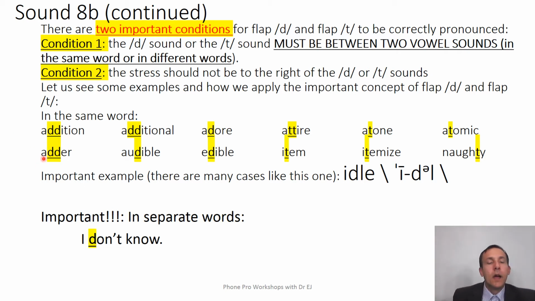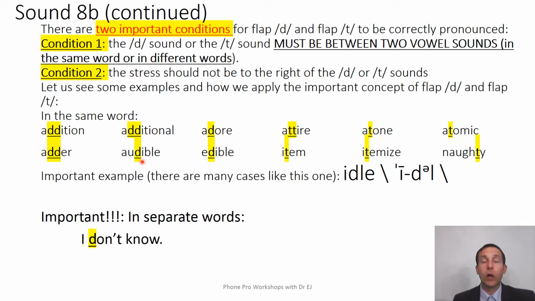Now, let's repeat these words using flap T or D, and let's analyze each one of them so that if you don't understand the first example and the second example, then you can understand the third or the fourth example. Here we go. Adder, we have already explained it, and you pronounce it adder. Now, second one, audible.